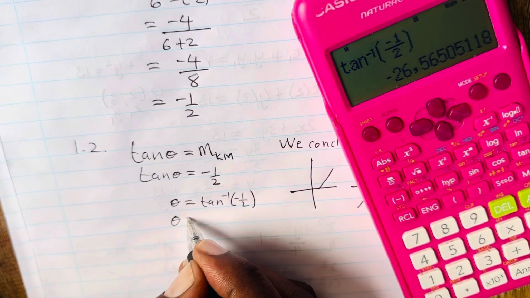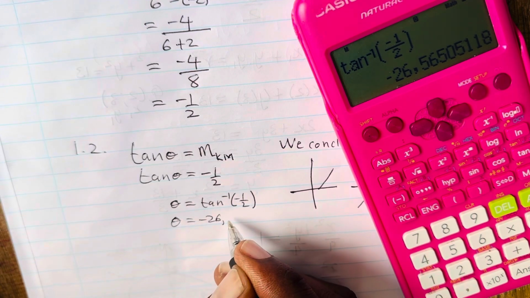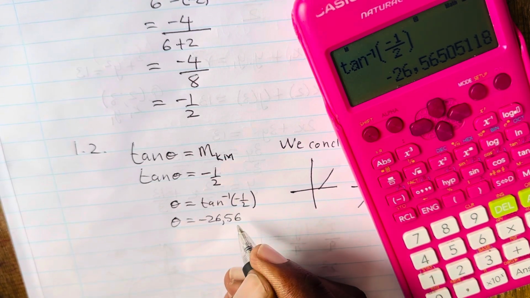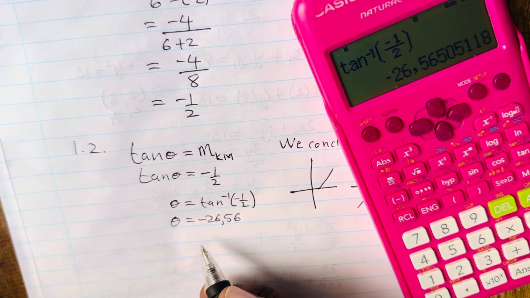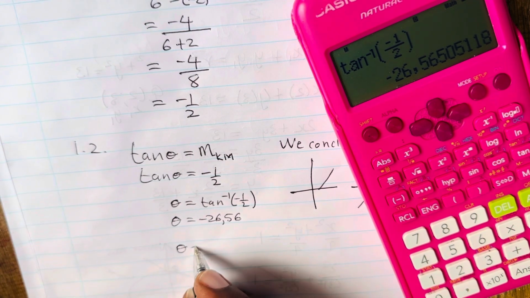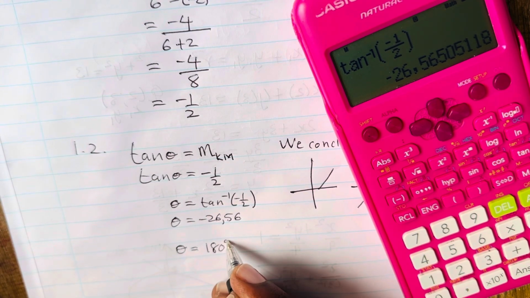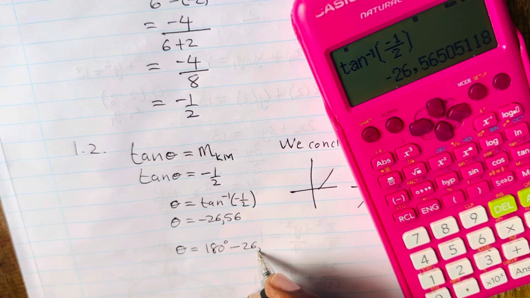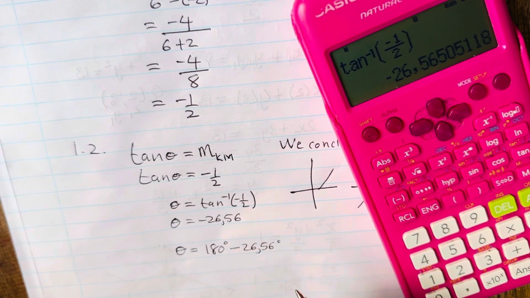Our theta is equal to negative 26.56. But now you see our angle is negative. We don't want a negative angle now, we want a positive angle. So we are going to subtract this angle from 180. 180 degrees minus 26.56 degrees.